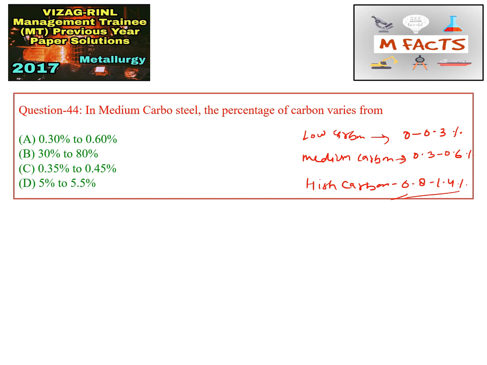Okay, so from the options we can see that option D is incorrect and option B is incorrect, and we can say that in medium carbon steel the carbon percentage varies from 0.3 to 0.60. They will not give options so close together, so don't worry about this, it is a totally theoretical question. Low carbon steel is 0 to 0.3%, medium carbon is 0.3 to 0.6%. Okay, so A is the correct answer for this.